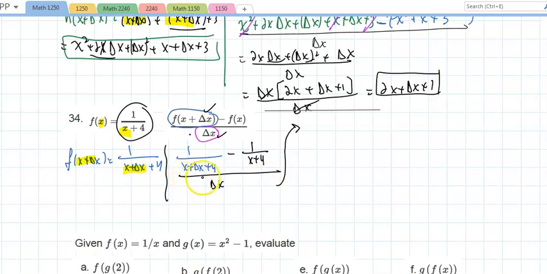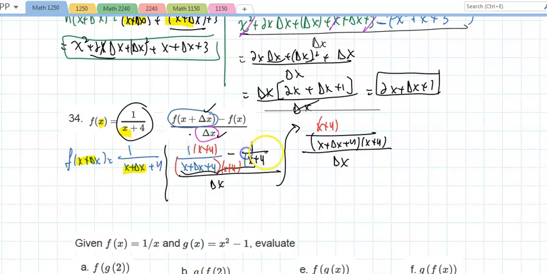That is, I'm going to say, what is the common denominator for the top? Wouldn't that be x plus delta x plus 4 times x plus 4? And what is this missing to have the whole LCD? x plus 4. And what is this missing? You have to multiply by x plus delta x plus 4. So this is minus 1 times x plus delta x plus 4.